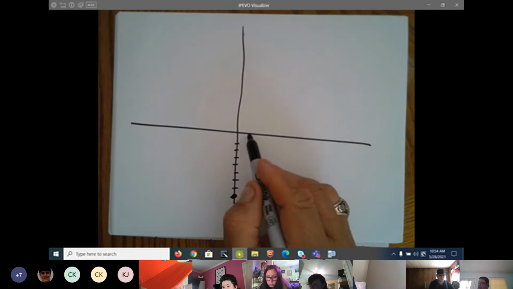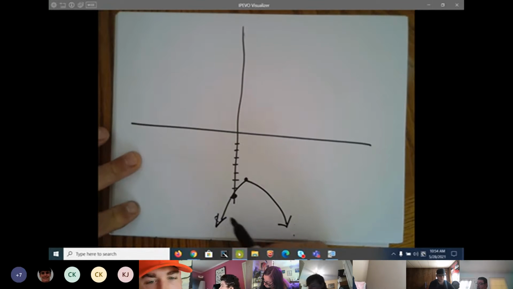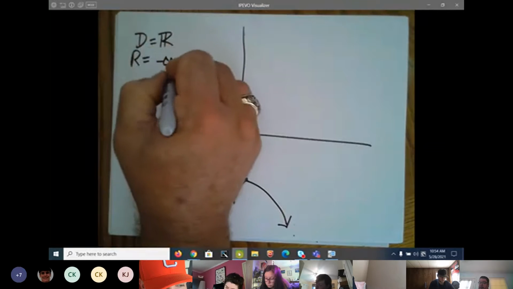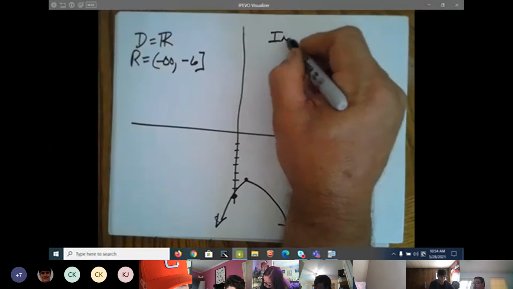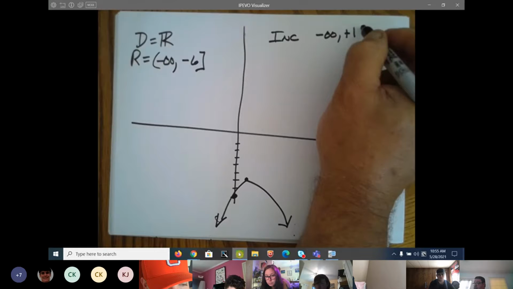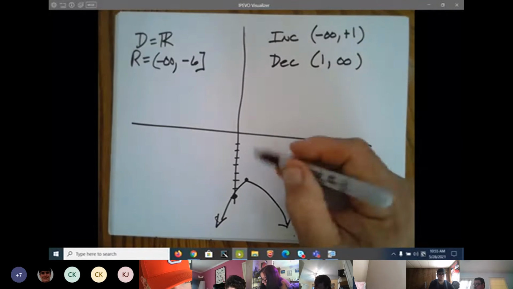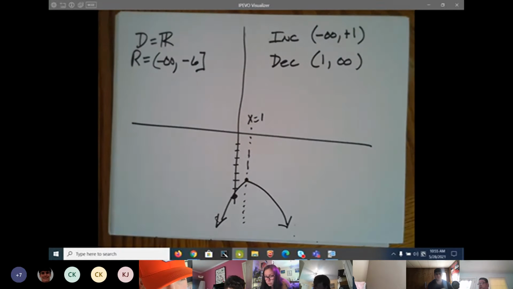My vertex is 1 and -6. So it looks like that. Domain equals all real numbers. Range is -infinity to -6. Increasing from -infinity to 1. Decreasing from 1 to infinity. And the line of symmetry, x is equal to 1. Now there's nothing else you can ask except for a prediction. That's pretty much everything you can do on that one.